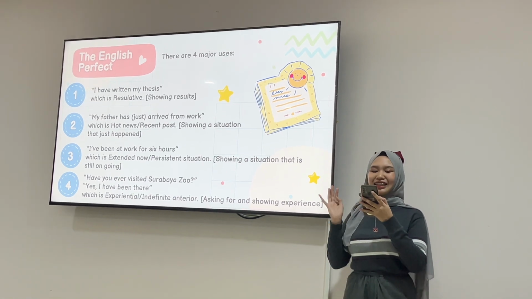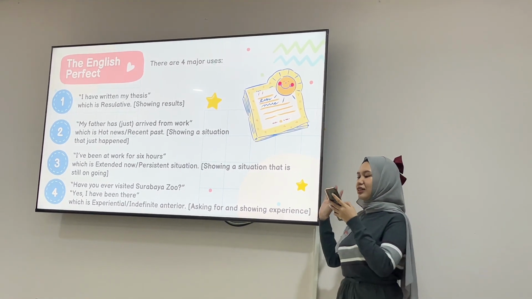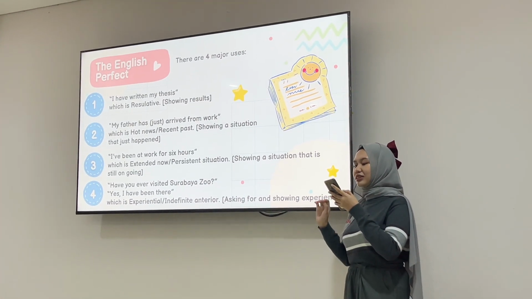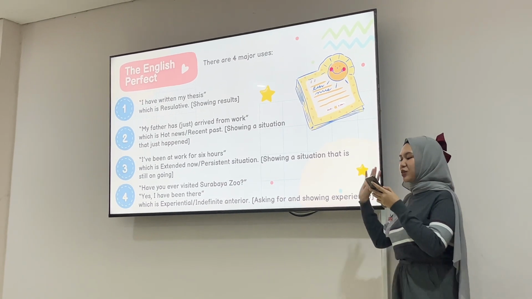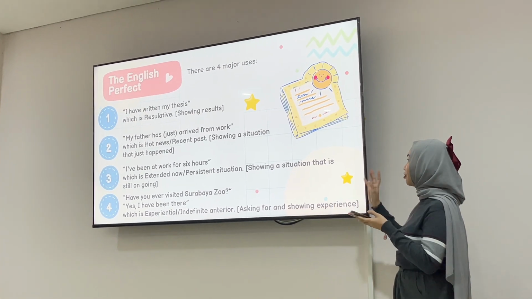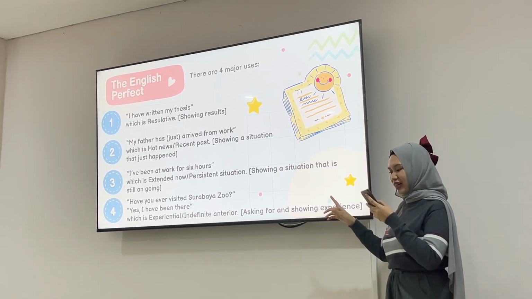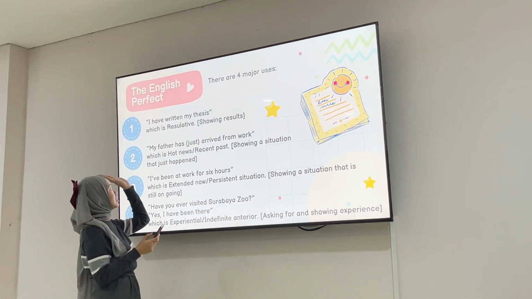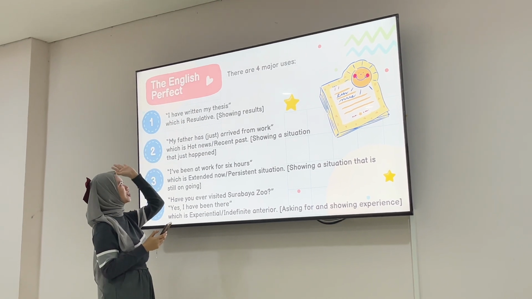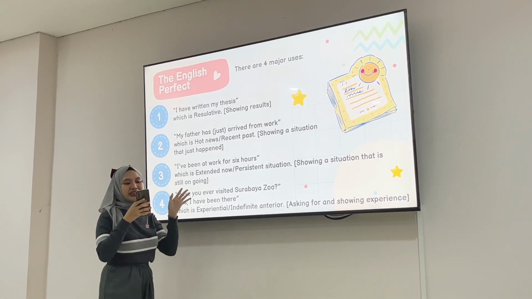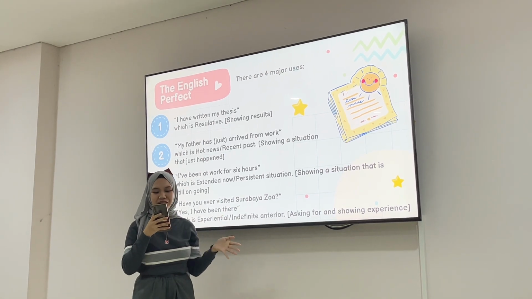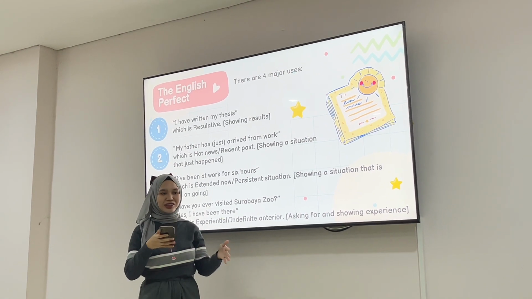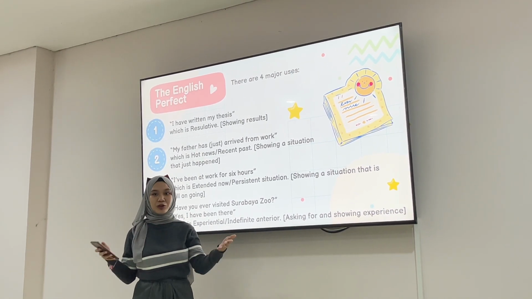Okay, so let's break it down so everyone can understand it. English perfect has been defined as focusing on the presently accessible consequences of a past event rather than on the past event itself. Here are the four major uses of English perfect. First off is, I have written my thesis, which is resultative, showing results. This sentence is used to signal that the speaker has finished their thesis, now to show it, which is why it's called resultative. There's a result that we want to show.